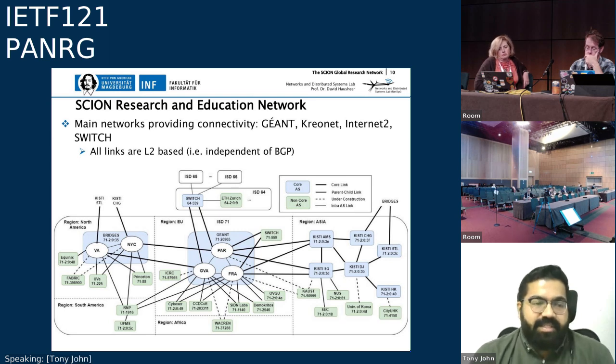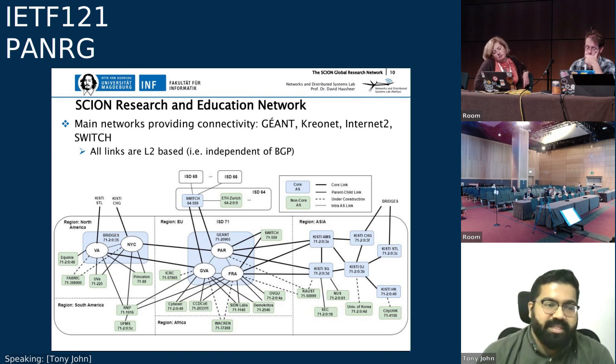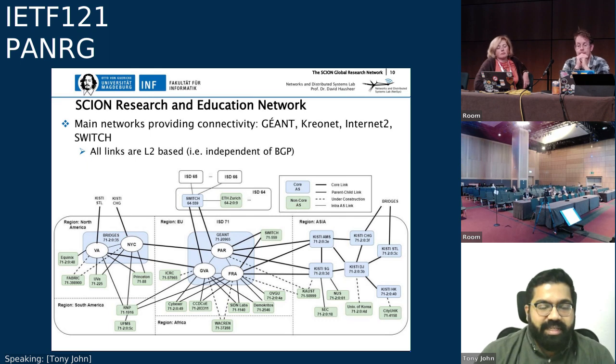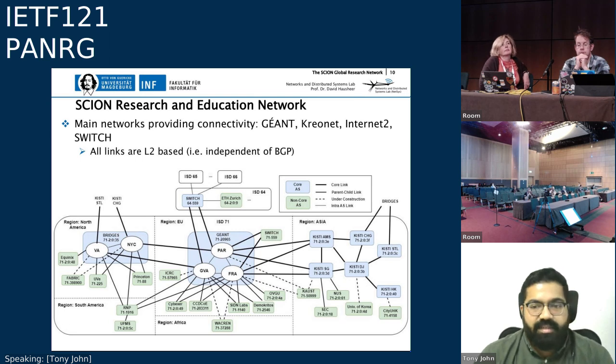Here we have a snapshot of the current deployment of SCION, the SCION Research and Education Network. As we can see here, there are 4 major networks providing connectivity: GÉANT in Europe, Creonet in Asia, and Internet2 and BRIDGES in the US. In the case of Internet2, they only provide the connectivity, whereas BRIDGES is offering the server infrastructure to run these SCION ASs, these actual SCION ASs.